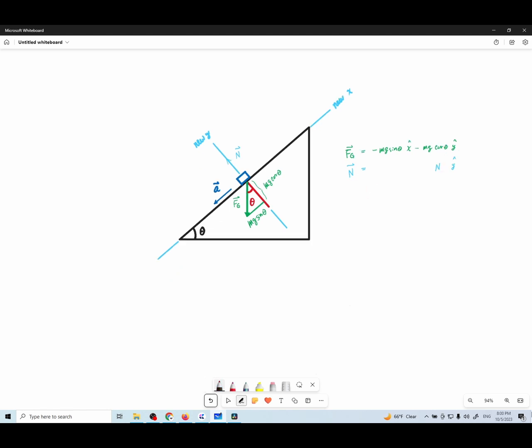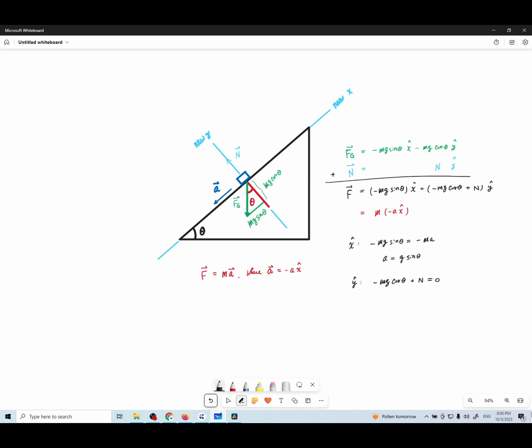We are now ready to apply Newton's laws. According to Newton's second law, the product of mass and acceleration must be matched by a net force, which in this case is the vector sum of the gravitational force and the normal force. So, equating the net force with the product m times a, we will obtain a set of equations from which we can conclude that the acceleration a is equal to g times sine theta, and the normal force N is equal to mg cosine theta.